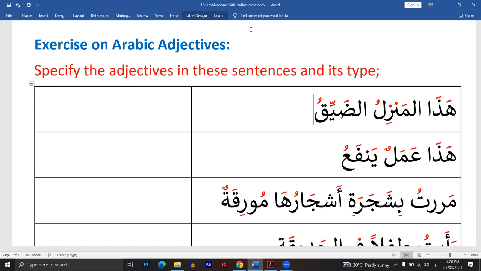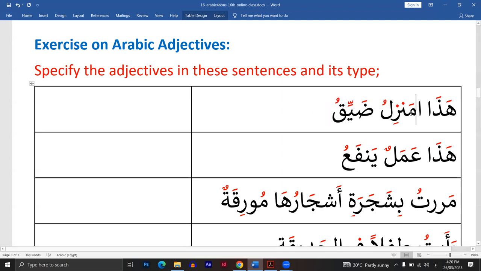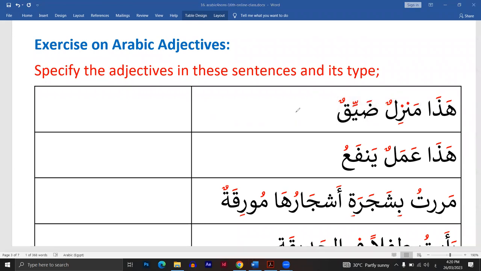Okay, thank you, Ms. Dia. Thank you for participation. So as we have seen, the adjective is following the noun in four aspects or four features. Let me get it back to the original. هذا منزل ضيق. This word ضيق means narrow in English. Let me write it down.